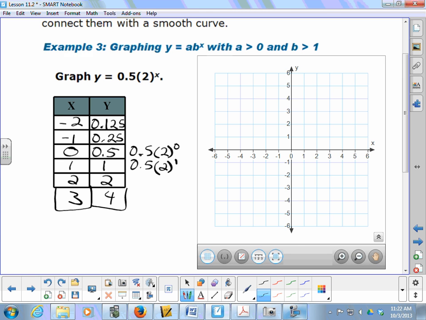So when you're going down your table, when the x values are increasing, you're using that value of b and multiplying by it. But when you go up, you're going to just divide by that value of b. Then I plot my points. Let's see how I can do here. All right, so I got 0 and 0.5.